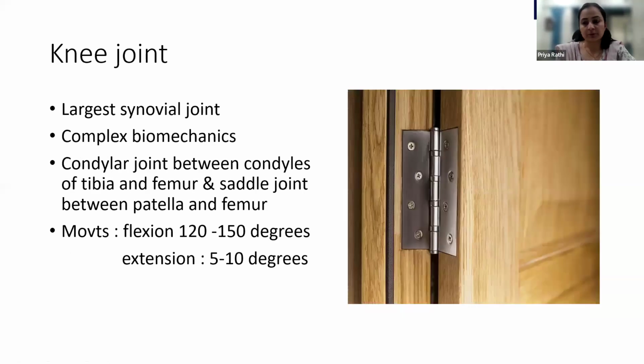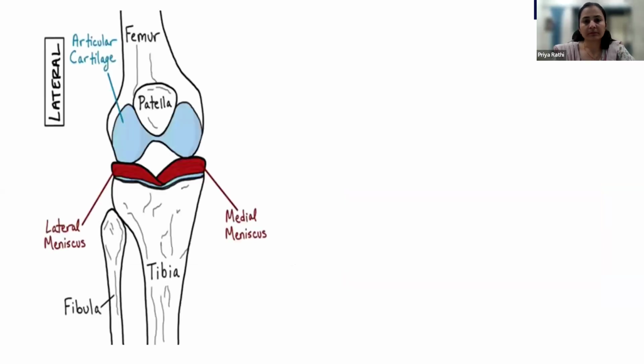Coming to actual anatomy, the knee joint is the largest synovial joint in the body, and it has very complex biomechanics. It's a condylar joint between condyles of tibia and femur, and there is a saddle joint between patella and femur. The movements which are possible majorly at the knee joint are flexion of around 120 to 150 degrees and extension of 5 to 10 degrees. There are minimal internal and external rotation also possible at the knee joint.